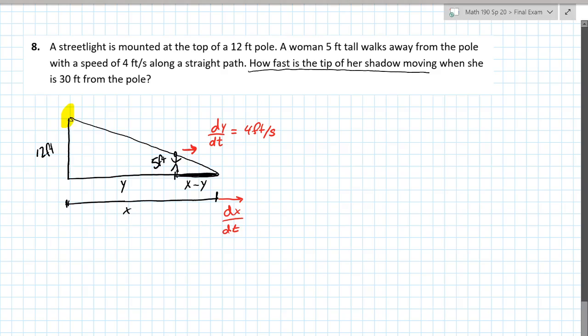So let's state the problem. The question is, what is dx/dt when, in this problem, the when is when y is 30 feet, because y is the distance the woman is from the pole.